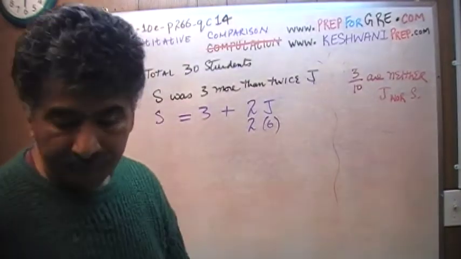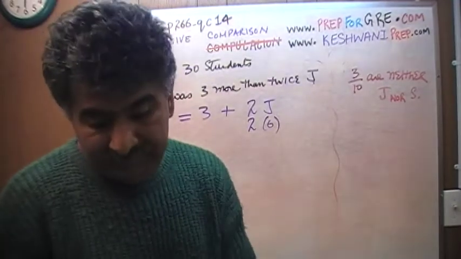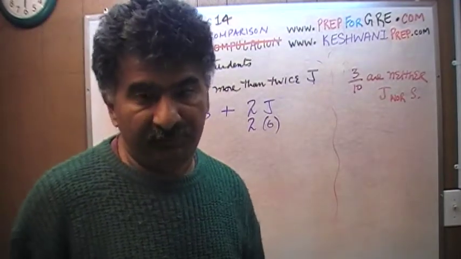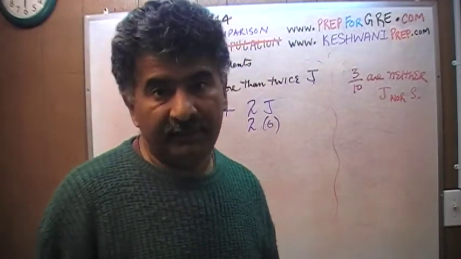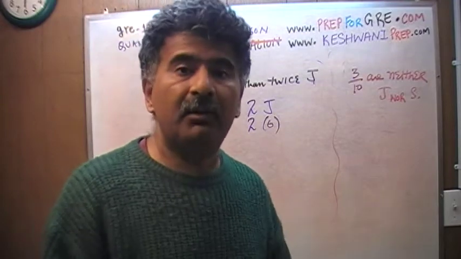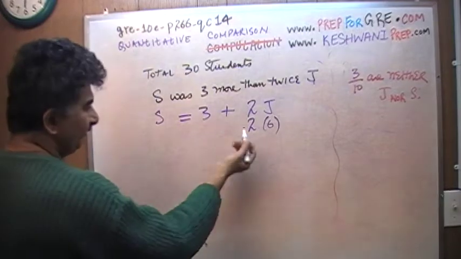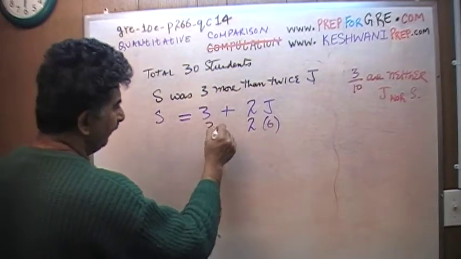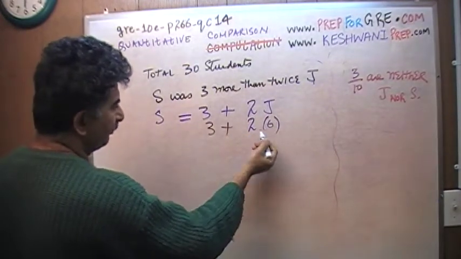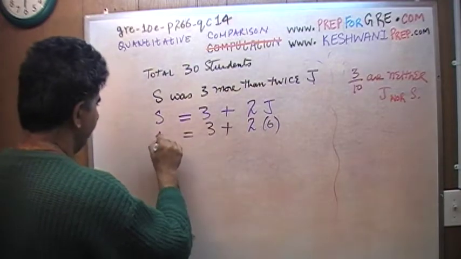Why 6? Because that's what they're giving me in the second column. If they had given me 5 in the second column, I would have used 5. If they'd given me 37 in the second column, that's what I would have used. I want to compare it with that number. Let's put it in. If juniors are 6, then seniors have to be 2 times 6, which is 12, plus 3, which is 15.